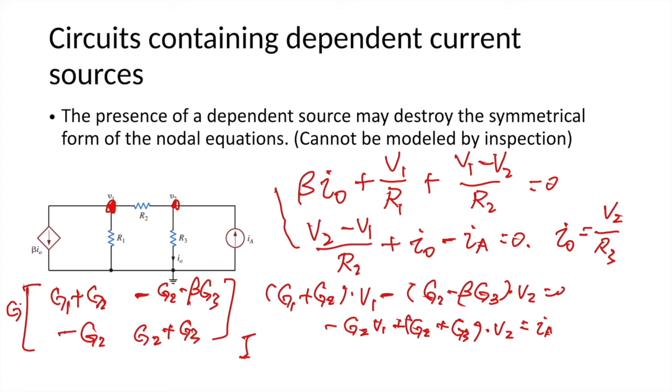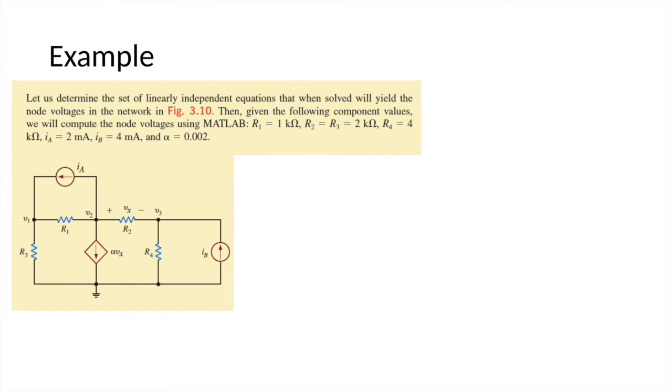And how about I? The first node is 0 and IA. So we can write it in the matrix form. And by plugging the numbers, we can solve for the voltage. The other example also contains the controlled current source. So we need to apply KCL at each of the non-reference node.